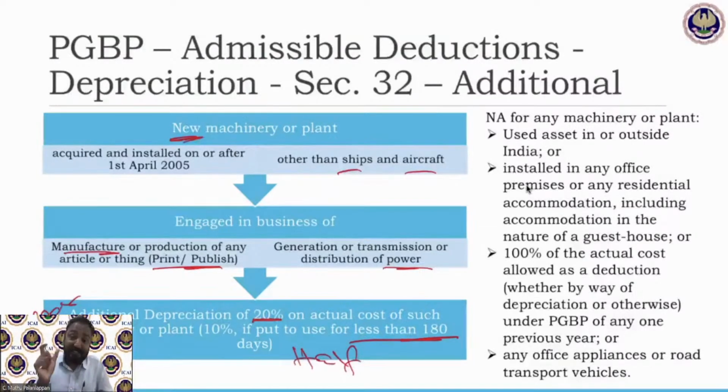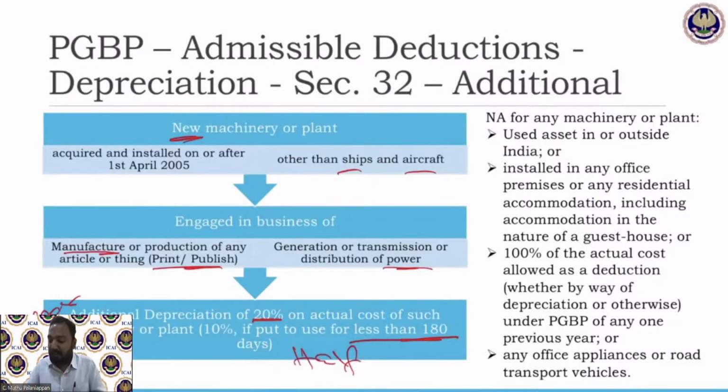Now, on these assets which are used less than 180 days, you have claimed 10% now. The balance 10%, you can claim in the next year. So in the next year, even though it is not a new asset, you can still claim that additional 10%. So that's what it is about.